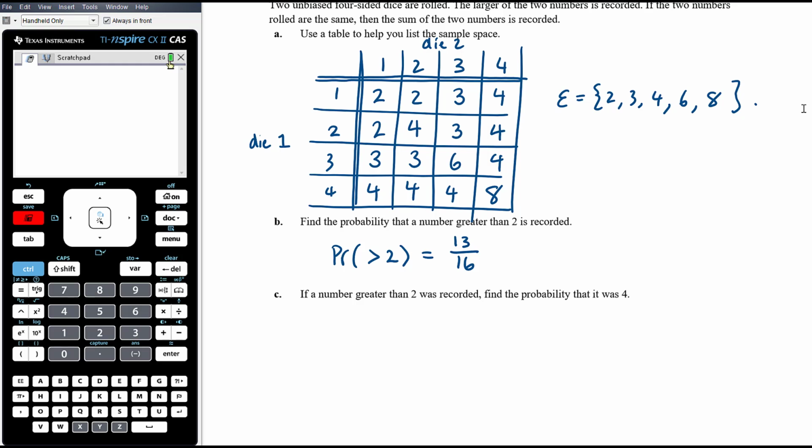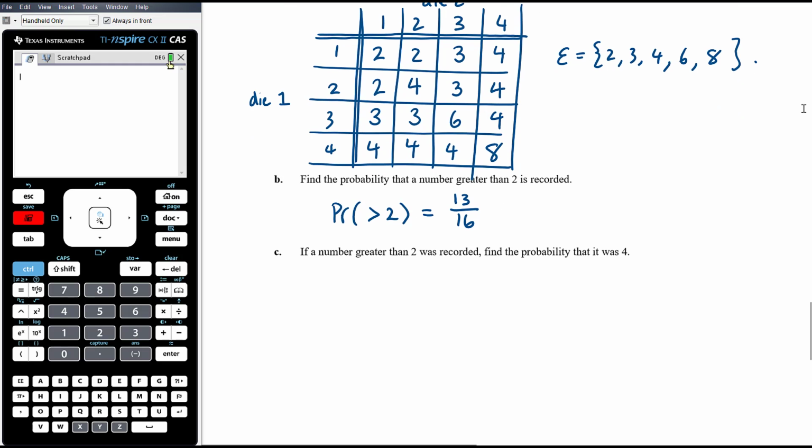If a number greater than 2 was recorded, find the probability that it was 4. Okay, so this is the probability of a 4 given that the number is greater than 2. So given that we are only recording these numbers here, what is the probability that it's a 4? So that is 1, 2, 3, 4, 5, 6, 7 outcomes are 4s out of the 13 outcomes given from the condition. So the condition reduces my sample space just to those 13 outcomes. The probability that I get a 4 is 7 out of 13.